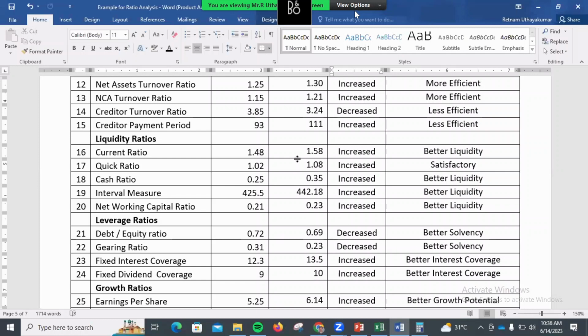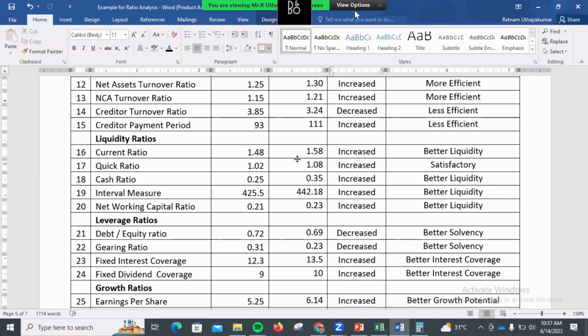0.72 is debt, so what is the remaining 0.28? That is equity. So already in 2021, the debt to equity is in a higher position. That is not in favor of the equity shareholders. But in 2022, it has decreased. So you can interpret it as better. The solvency is getting better. Gearing is also of the same nature.